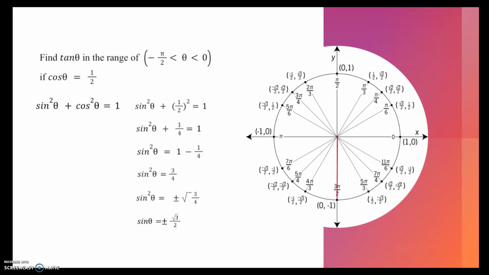Remember that the range they're asking is from negative pi over 2 to 0. That's the determining factor to know whether it will be negative or positive square root of 3 over 2. You can see that sine in this area is all negative. So our answer would be sine theta equals negative square root of 3 over 2.